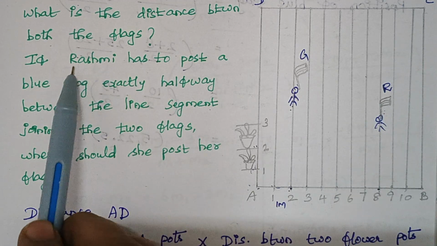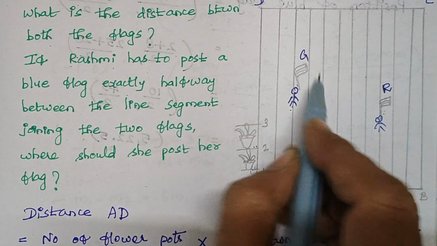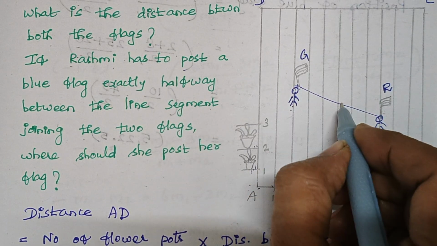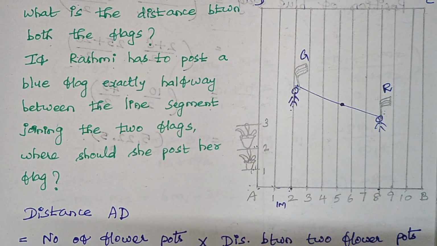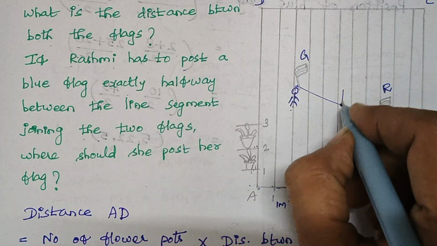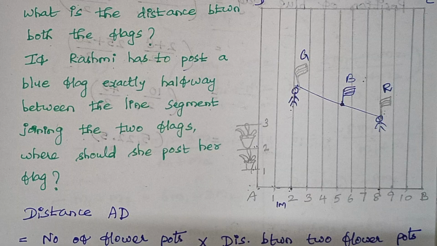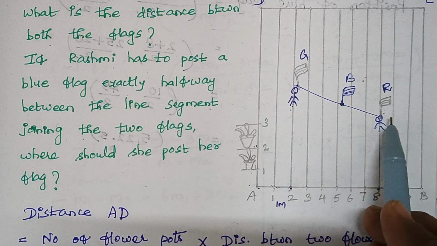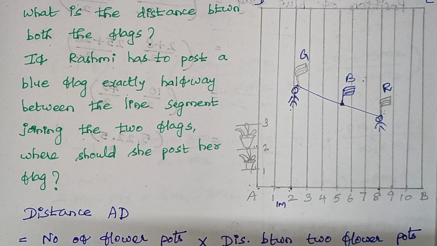And there is another girl, Reshmi. She has to post a blue flag which should be in the middle, the midpoint of the green and red flag. Right. So here we have to place our blue flag. So first we have to find the value of this, that is, the vertices of this point as well as the vertices of this point, right? So first we start with this.